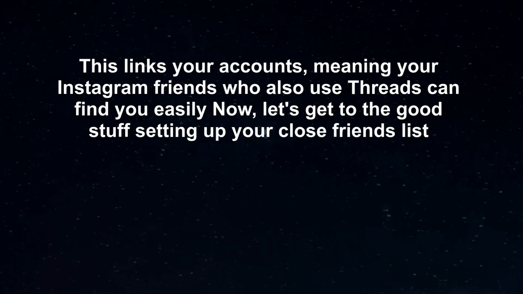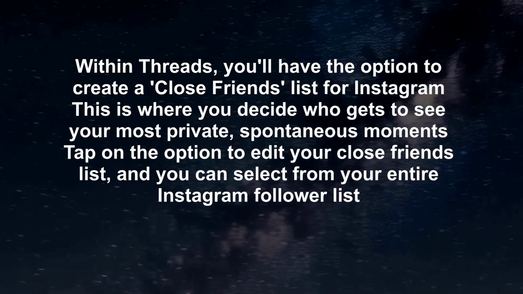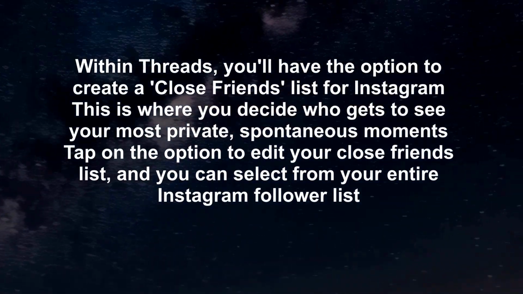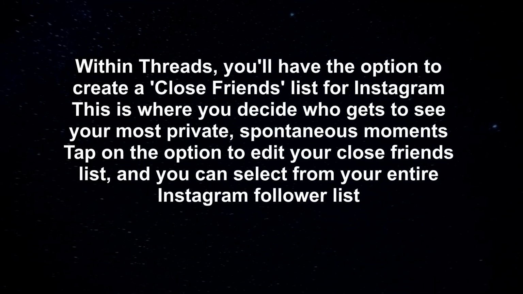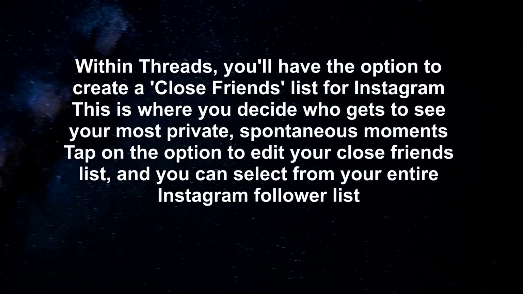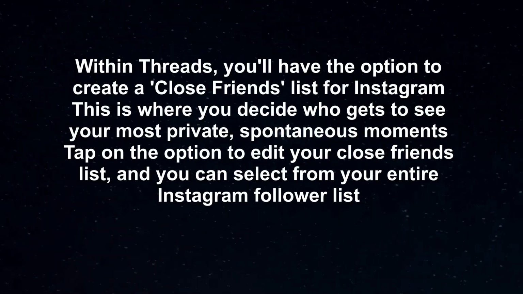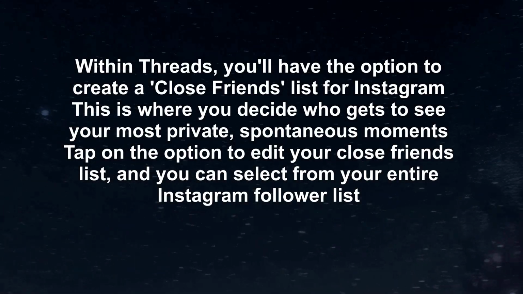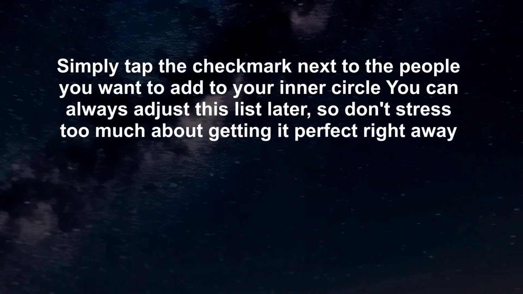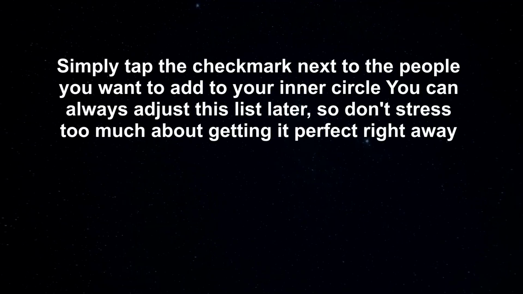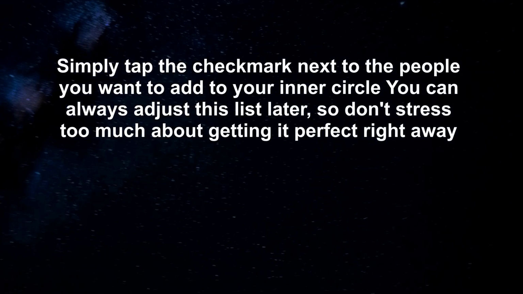Now, let's get to the good stuff: setting up your close friends list. Within Threads, you'll have the option to create a close friends list for Instagram. This is where you decide who gets to see your most private, spontaneous moments. Tap on the option to edit your close friends list, and you can select from your entire Instagram follower list. Simply tap the check mark next to the people you want to add to your inner circle. You can always adjust this list later, so don't stress too much about getting it perfect right away.